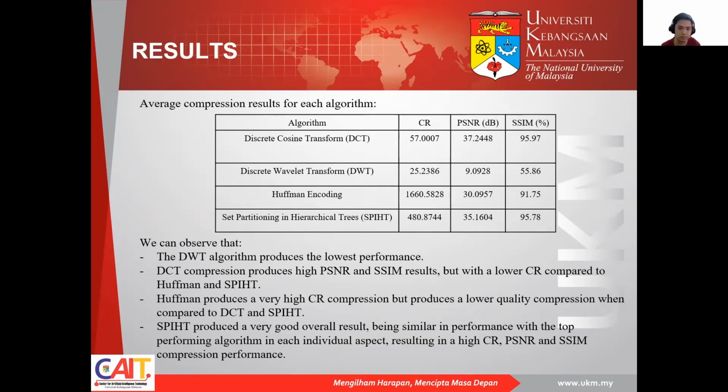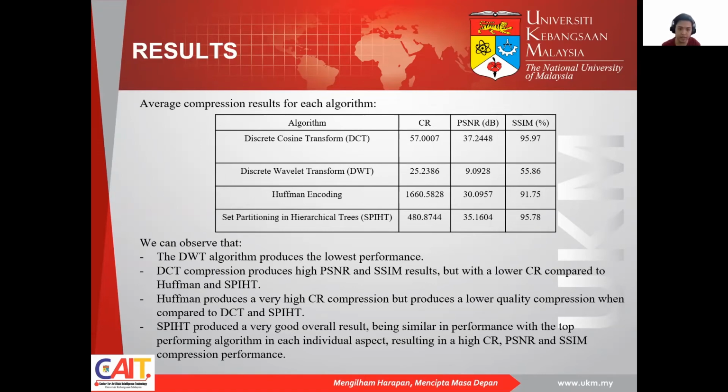Based on this, we can observe that the DWT algorithm produces the lowest performance, while the DCT compression produces a high PSNR and a high SSIM, but with a lower compression ratio compared to Huffman and SPIHT. Huffman produces a very, very high compression ratio, but it produces a lower quality compression when compared to both DCT and SPIHT, as shown by the lower numbers in both PSNR and SSIM.